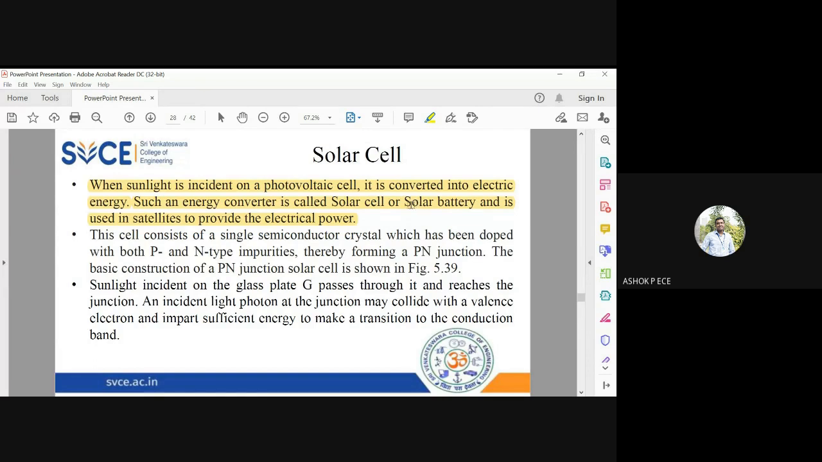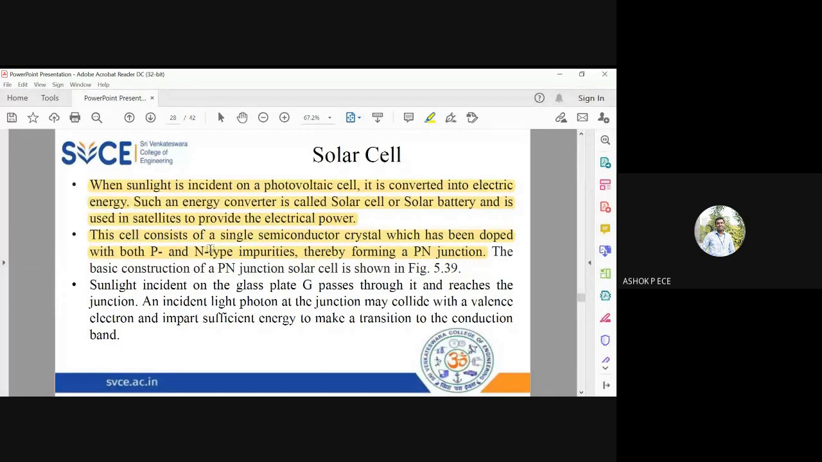So you are going to have the same structure. You are going to have a PN junction diode. You are going to dope them P type and N type. N type, I'm going to dope them with donor impurities. P type, I'm going to dope them with acceptor impurities.